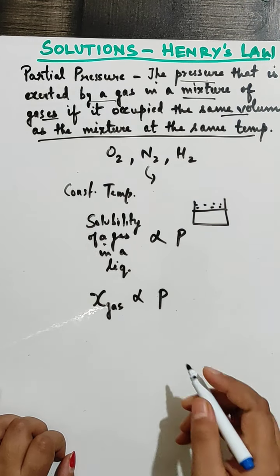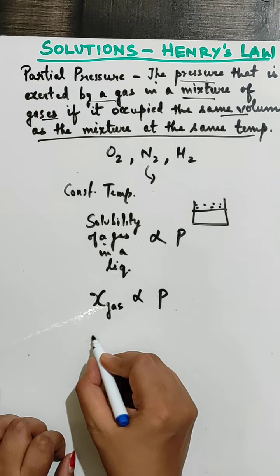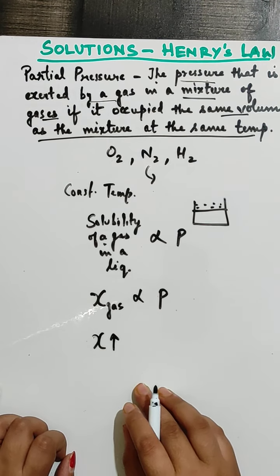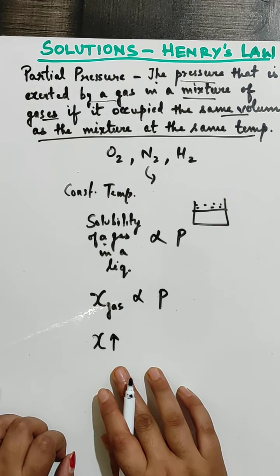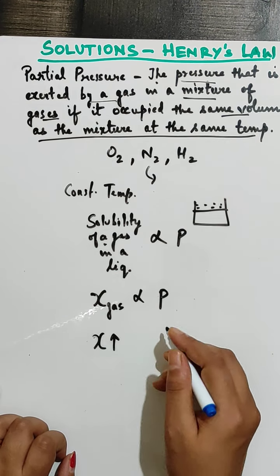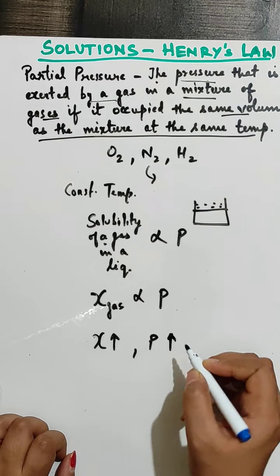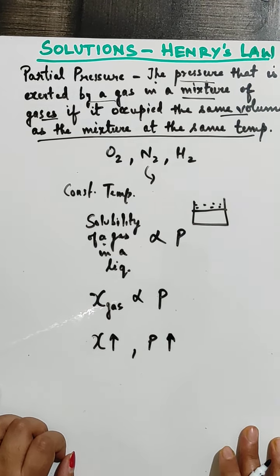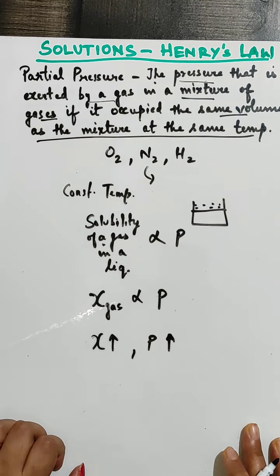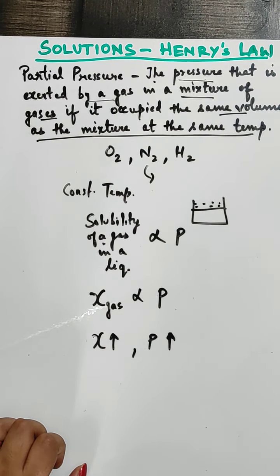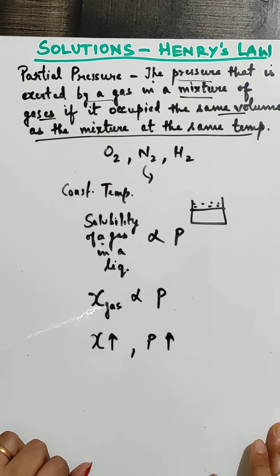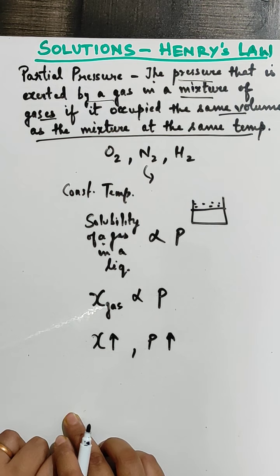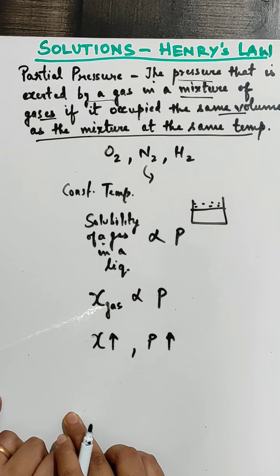So the greater the mole fraction of a particular gas inside the liquid, the more will be the partial pressure of the gas on the surface of the liquid. So solubility in that case increases, all right. Or you can say it like this also, that the partial pressure of the gas in the vapor phase is proportional to the mole fraction of the gas in the solution, all right.